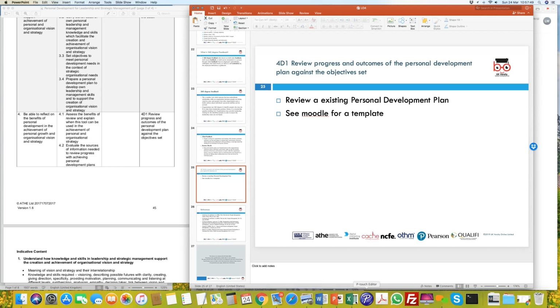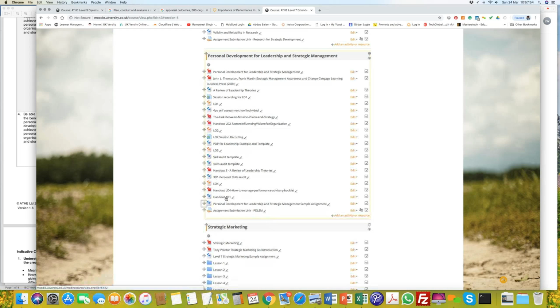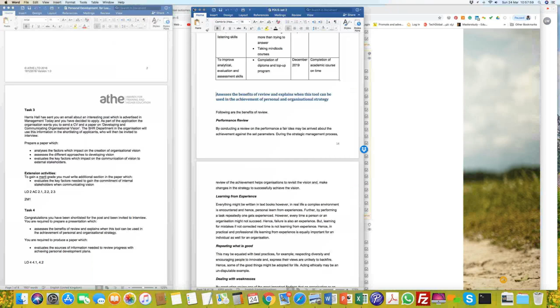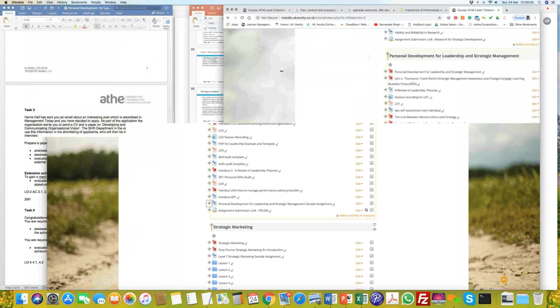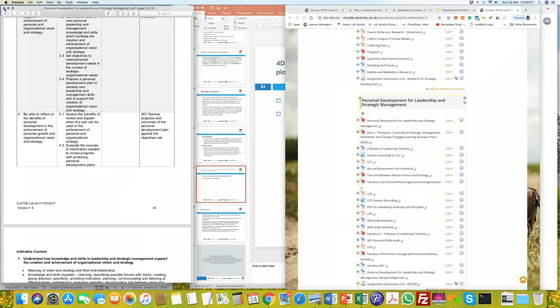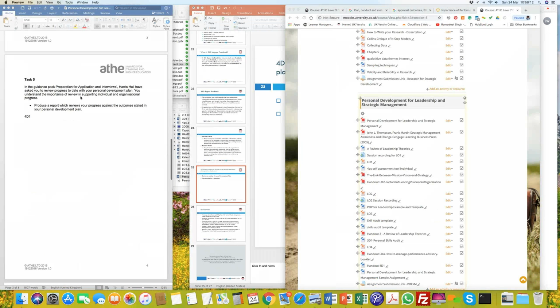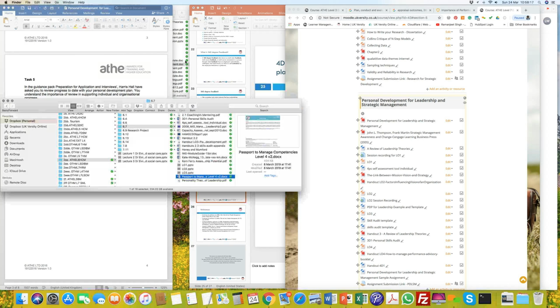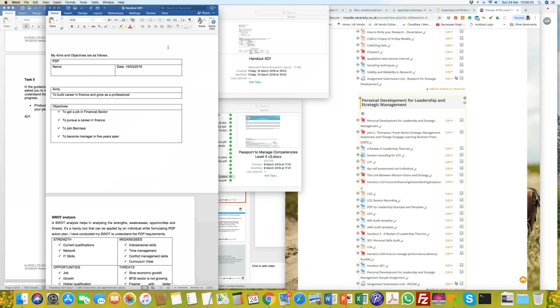So here, what I would suggest is that you go on to Moodle and look at a handout or a template which I put in. That handout and template give you some idea of how you would review your own personal development plan in the context of progress when you look at your own development. That template is this one, just as an example, which I've uploaded on Moodle.